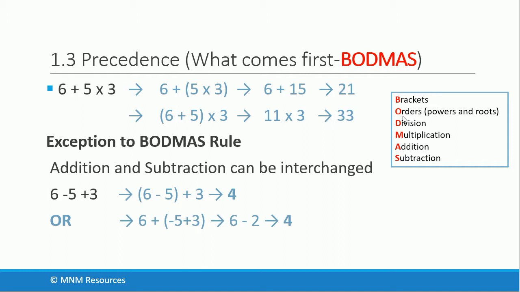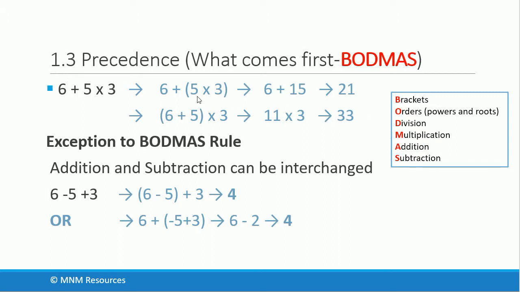The second thing you would do is to tackle powers and roots. The third thing, division. The fourth thing, multiplication, and then followed by addition and subtraction. So if you look at this example, you have both addition and multiplication. What would you do first? As per our rule of BODMAS, multiplication comes before addition.